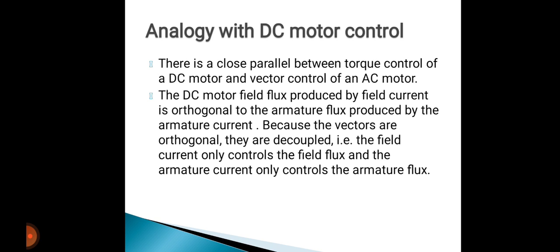There is an analogy with DC motor control: a close parallel between the torque control of a DC motor and the vector control of an AC motor. The DC motor field flux produced by the field current is orthogonal to the armature flux produced by the armature current. Because the vectors are orthogonal, they are decoupled. The field current only controls the field flux and the armature current only controls the armature flux, as we saw in the beginning.